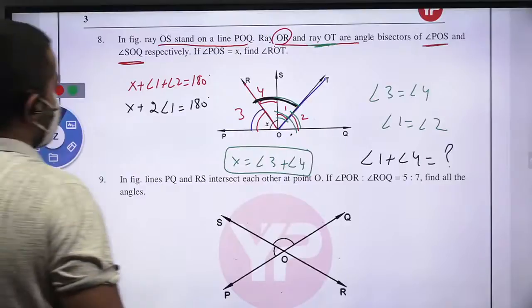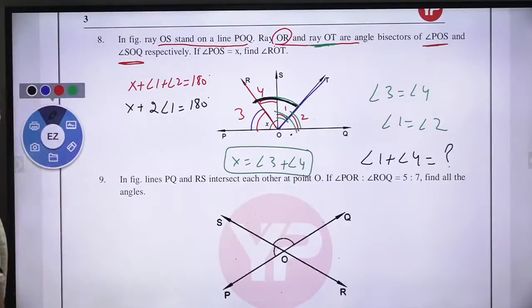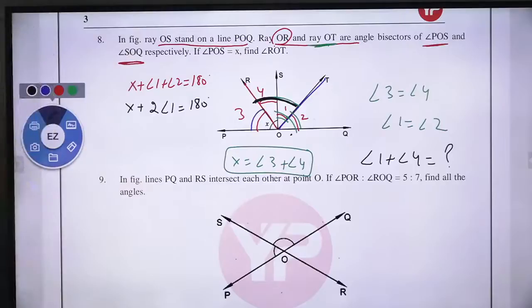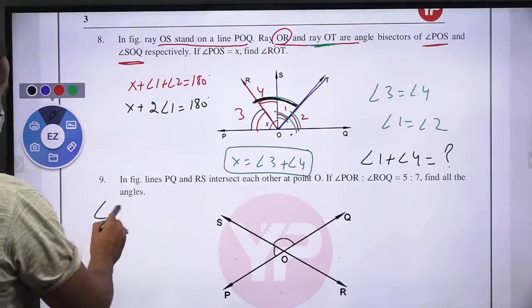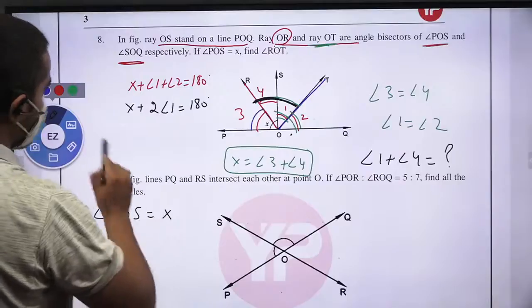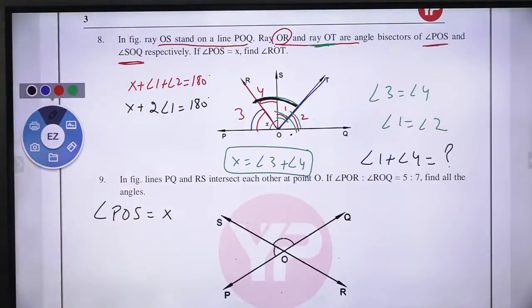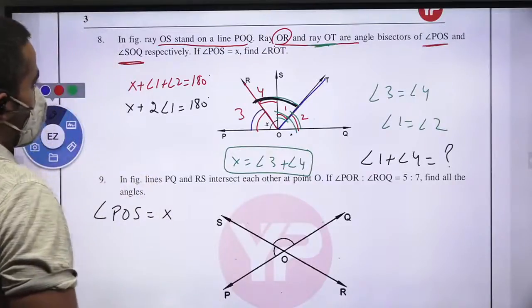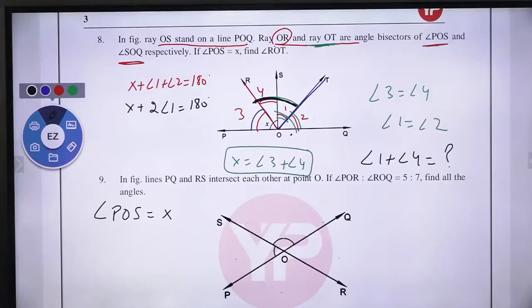Similarly, what we can do further, as we know that angle POS is equal to x. Angle POS is equal to angle x. And we have to find out ROT now. So that is angle 1 plus angle 4 we have to find out.